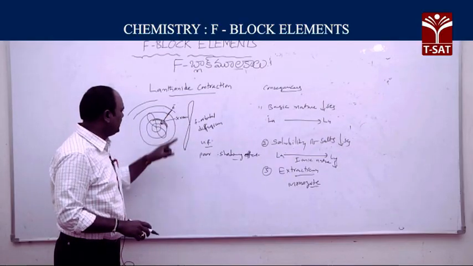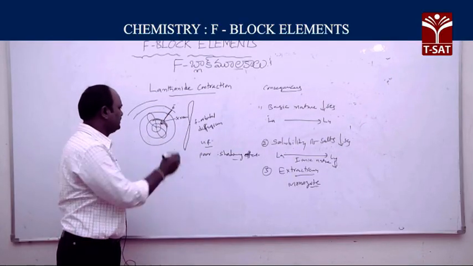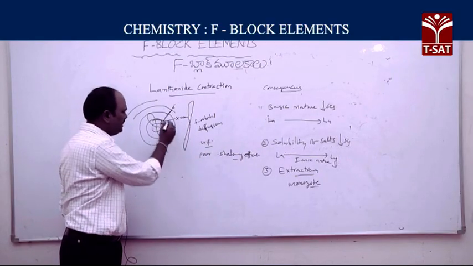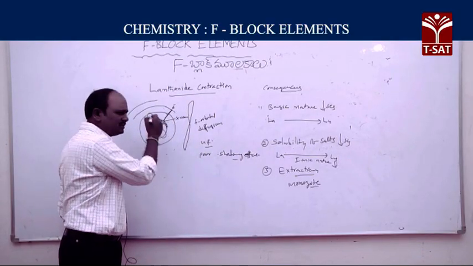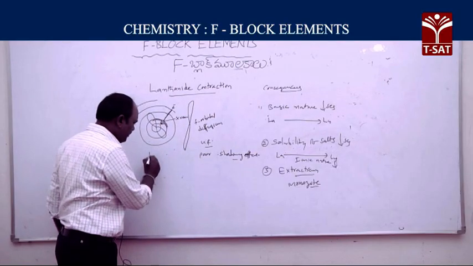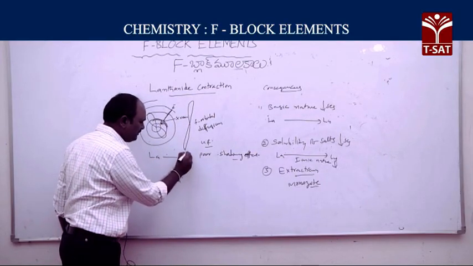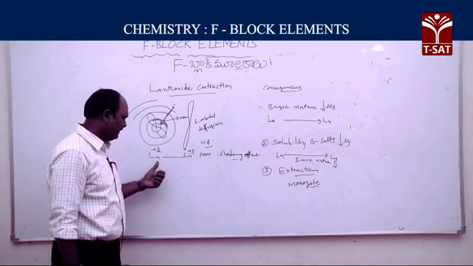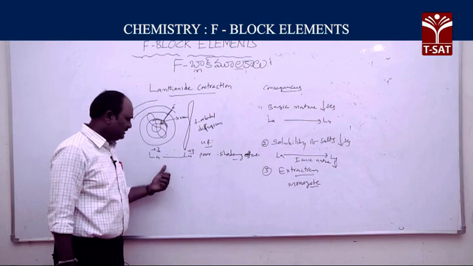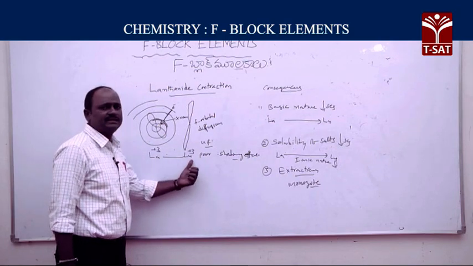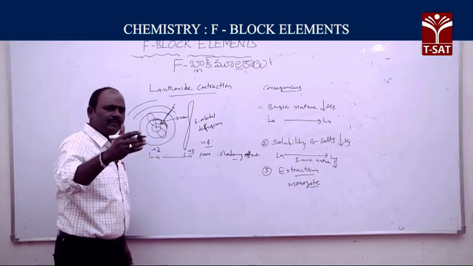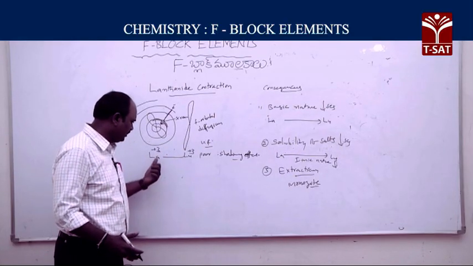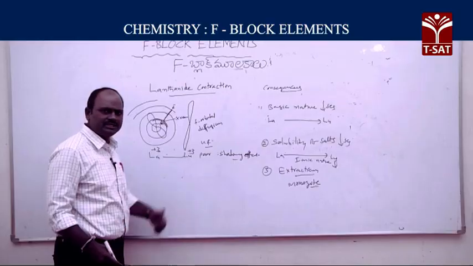So due to the poor shielding effect of the f orbitals, the main reason is the diffusion of the f orbital, and the electron is attracted towards the nucleus. That is why from lanthanum to lutetium in the +3 oxidation state, the ionic size is gradually decreasing. Slowly, gradually, ionic size is decreasing from lanthanum to lutetium.